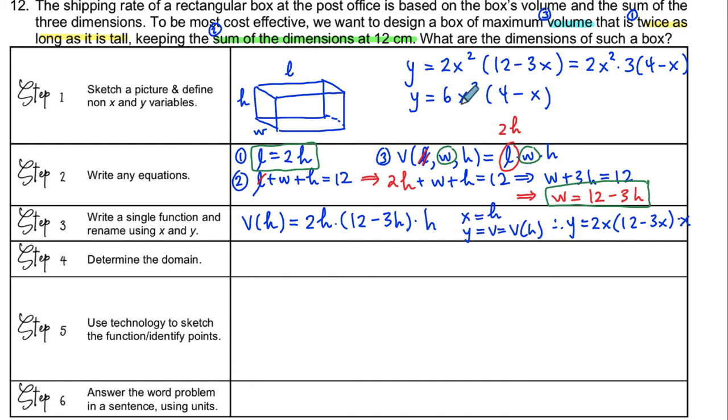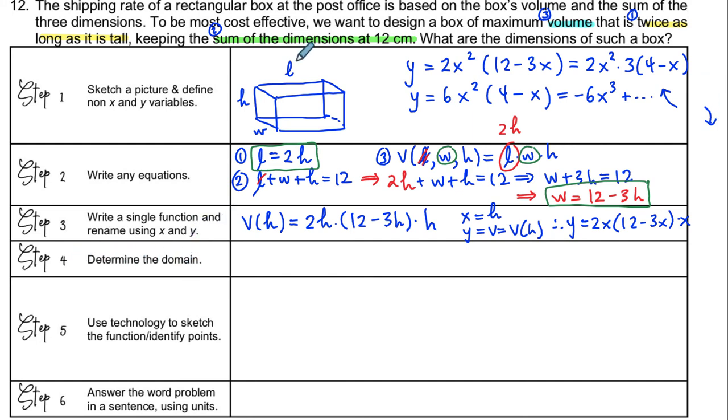It has a leading term of 6x to the exponent of 3 times a negative 1. So negative 6x cubed plus dot dot dot. And I know that the end behavior of that graph will look like that, but I'm going to use technology at this point. Step 4 says to determine the domain.